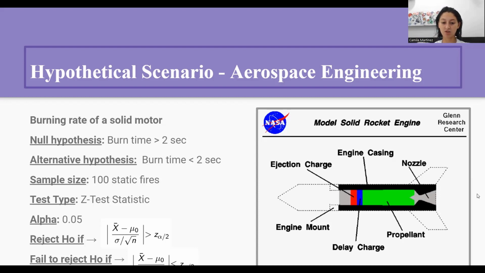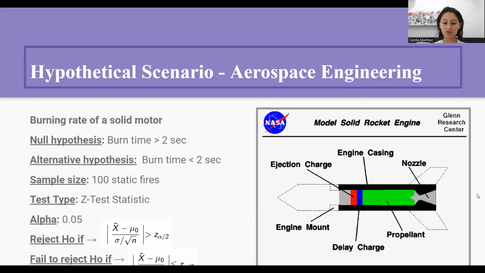Burn time in motors is determined by the composition of the grain and the shape of the grain. The goal for this motor's burn time is 2 seconds. Using hypothesis testing and repeated trial statistics, firing the rocket motor, you can conclude the average burn time of the motor. The null hypothesis for this example is a burn time of 2 seconds. An alternative hypothesis is a burn time less than or equal to 2 seconds.